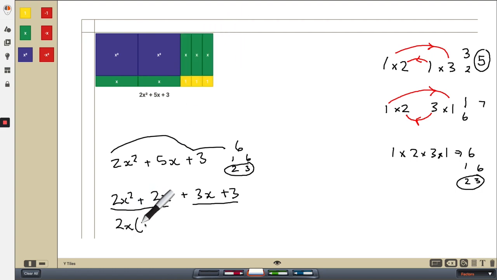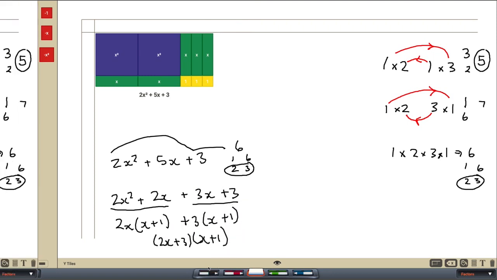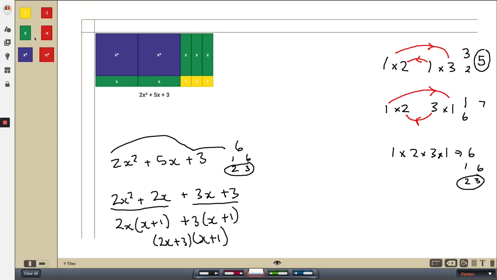The first one factorizes into 2x and x plus 1, and you can see 2x there and x plus 1 there. And the other one factorizes into 3 and x plus 1. See the 3 there, the x plus 1 there. Altogether, 2x plus 3 and x plus 1. So 2x plus 3 is one factor on one side, and x plus 1 is the other factor on the other side. Now all that remains to be done is to actually show you those factors by putting them in. So we've got x plus 1 as one factor, and then 2x plus 3 is the other factor.